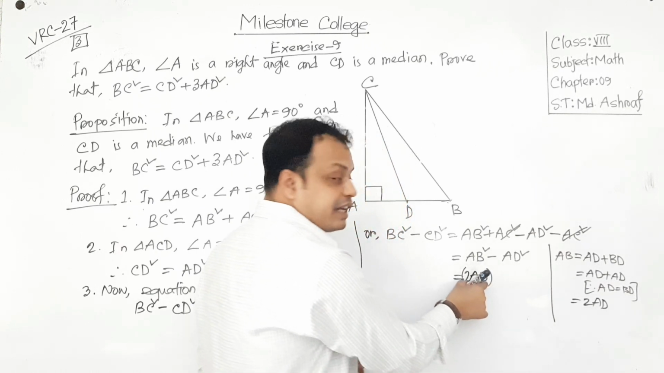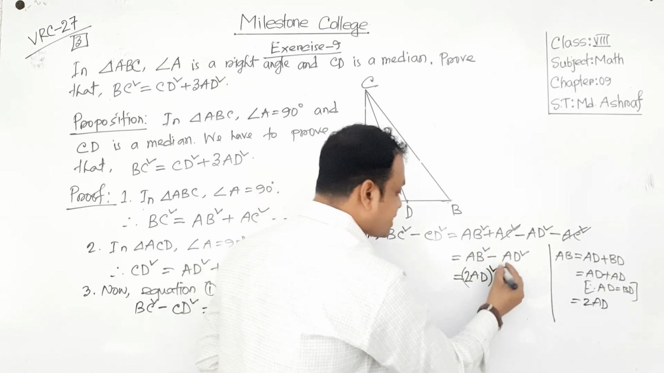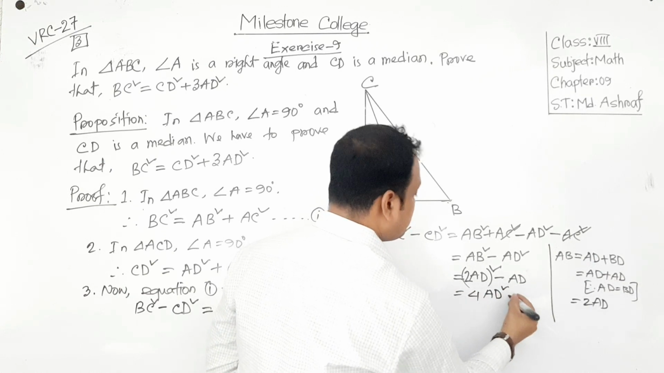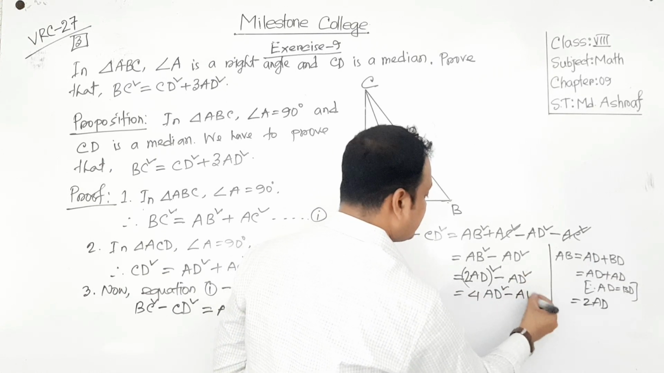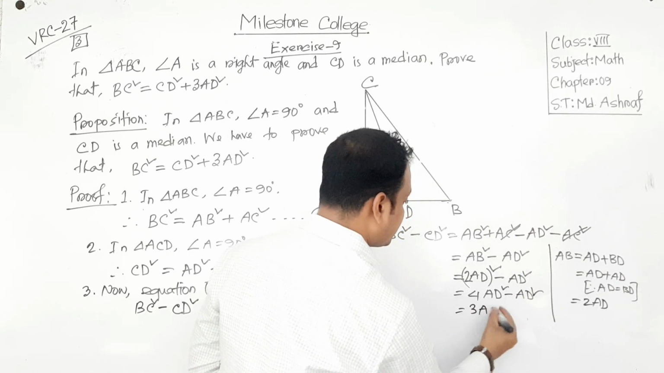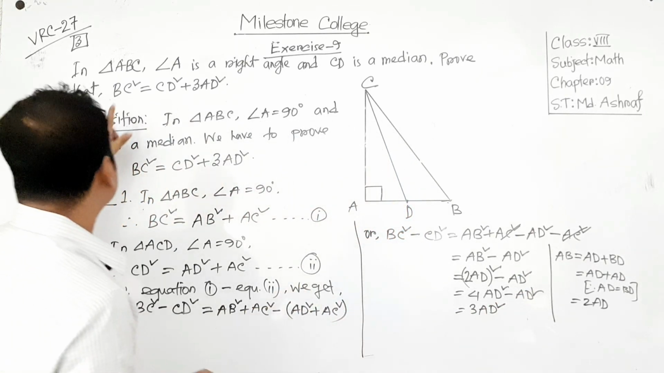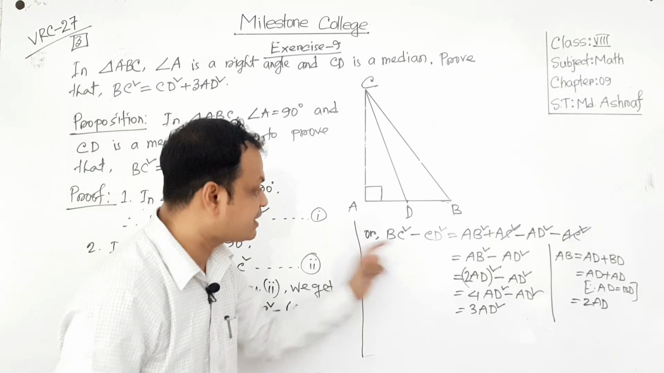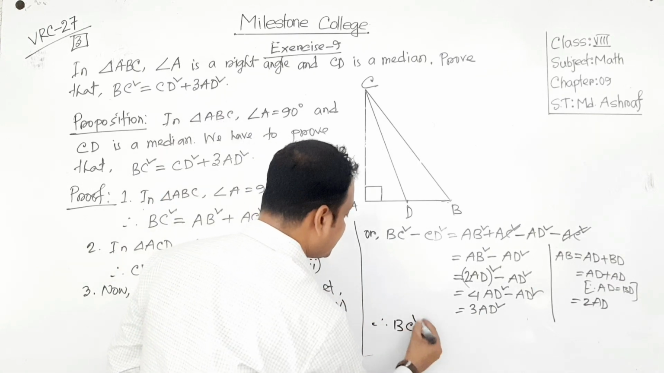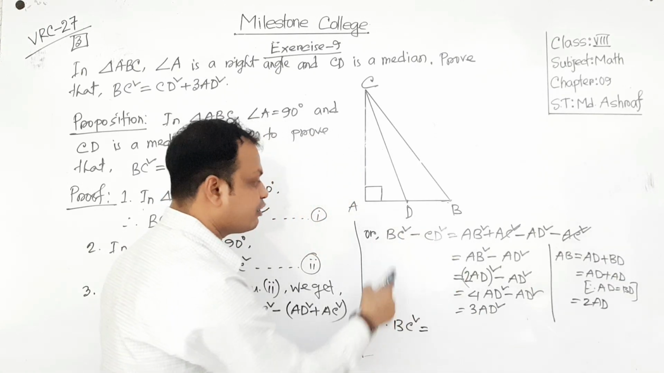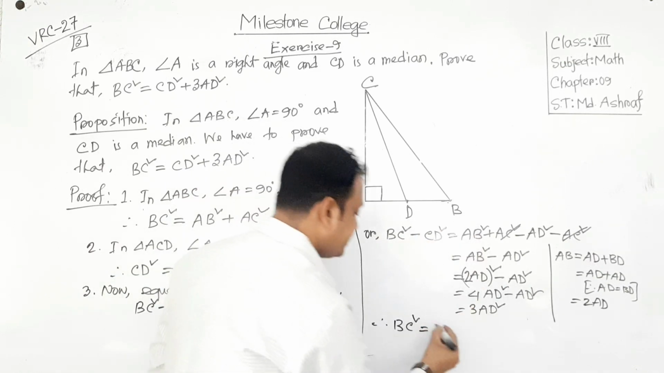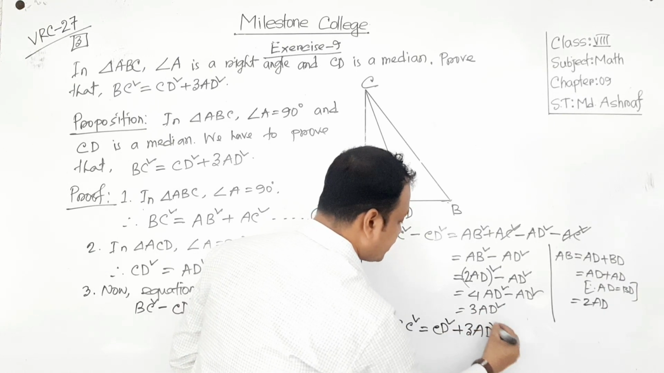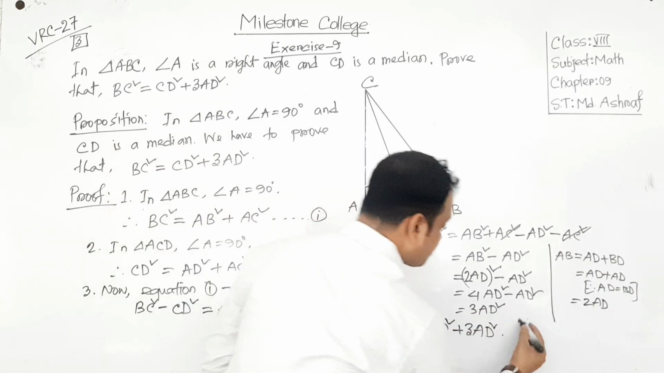Then on AB there is a square, so we have to give the square here, minus AD square. That means 4AD square minus AD square. Then what do we get? 3AD square. We have to prove BC square equals CD square plus 3AD square. On the left side we only need BC. Therefore BC square equals, changing the side of CD, minus becomes plus CD square, then plus 3AD square. That means the proof is completed. We will write proved.